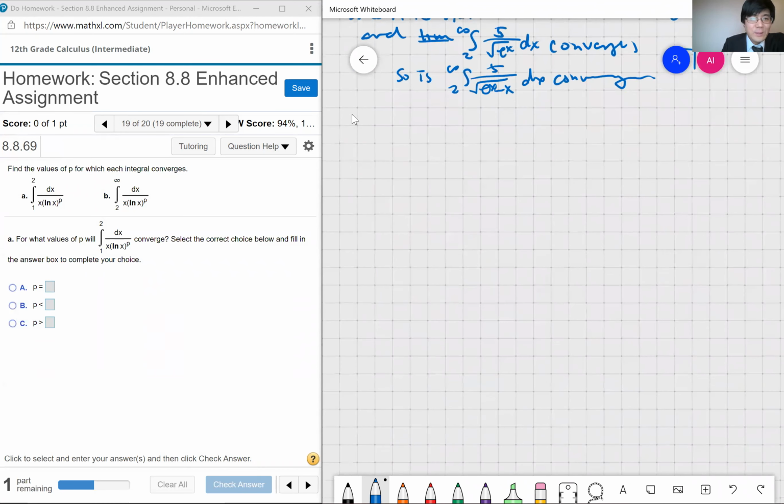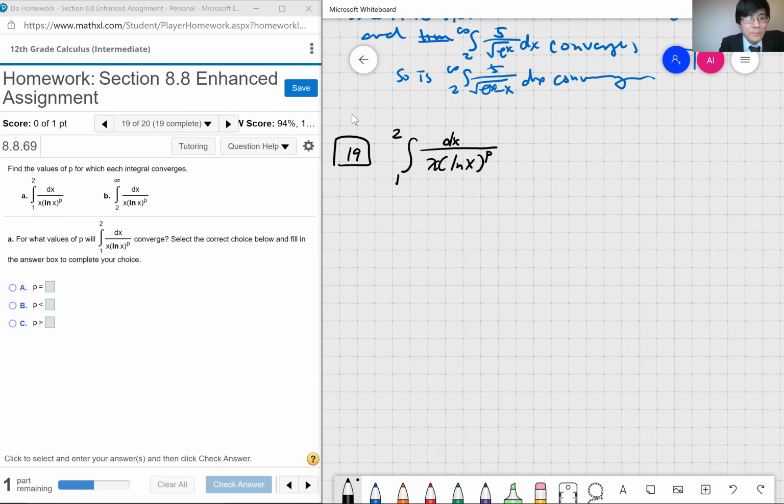Okay, number 19. Find the value for p for which the integral converges. So the integral from 1 to 2 of dx over x (ln x) to the power of p. Okay. Now, first of all, we want to integrate this one. But remember, ln of 1 is 0. So we have to use a limit as a approaches 1 from the right side, of a to 2.